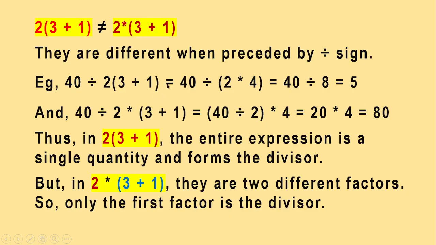Here you are regarding the total one as the divisor. Here you are regarding only 2 as a divisor. So when you don't put a multiplication sign, the entire expression is taken as a single quantity and the entire expression forms the divisor. When you put a multiplication sign, this will be regarded as a different factor. So only this is the divisor. This is not the divisor. This will be a multiplication factor, and this will be a division factor.